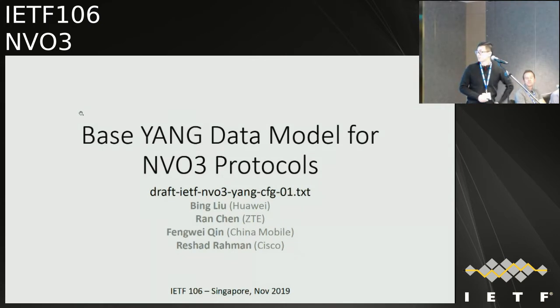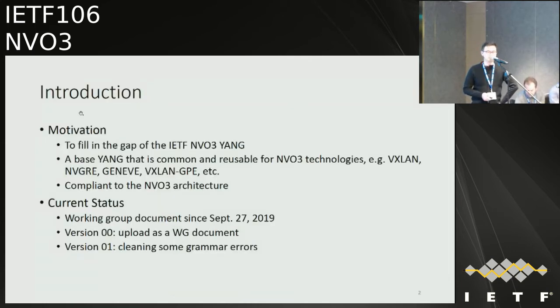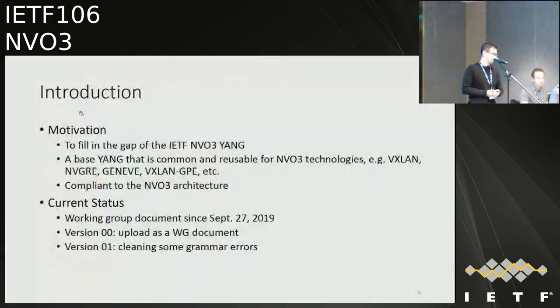So let's talk about the base YANG model of NVO3. Just a brief introduction of this draft. First of all, the motivation. This draft is aimed to fill in the gap of the IETF NVO3 YANG, and it is called a base YANG. It is focused on the common and reusable part of the NVO3 technologies such as VXLAN, NVGRE, Geneve, etc. And it is designed to be compliant to the NVO3 architecture.